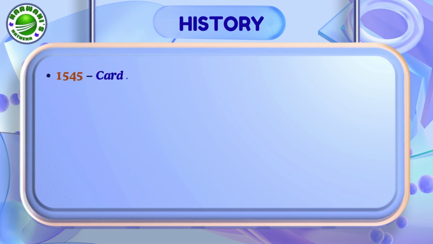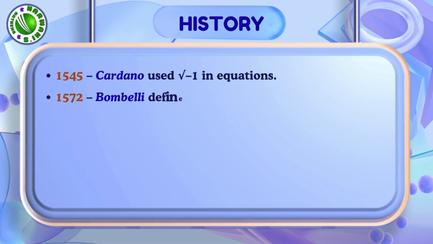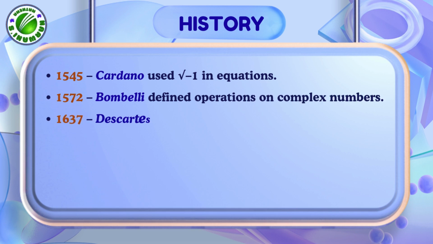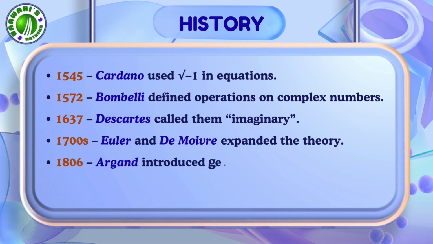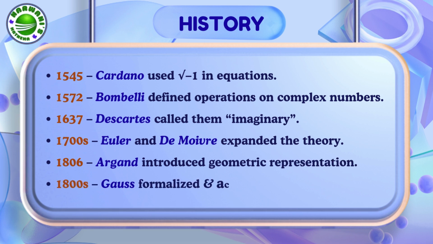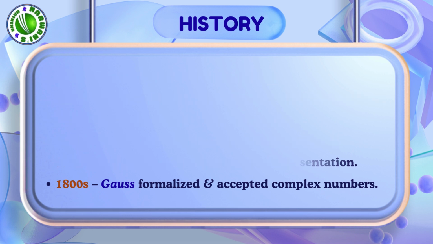History of complex numbers. In 1545 Cardano used square root -1 in equations. In 1572 Bombelli defined operations on complex numbers. In 1637 Descartes called them imaginary. In 1700s, Euler and de Moivre expanded the theory. In 1806 Argand introduced geometric representation. In 1800s, Gauss formalized and accepted complex numbers.